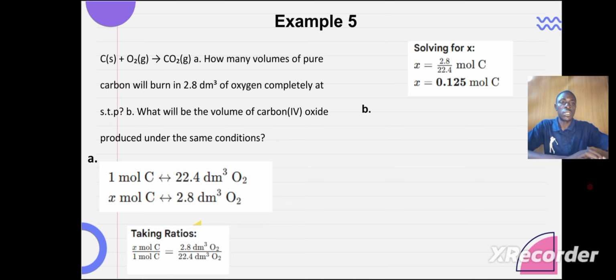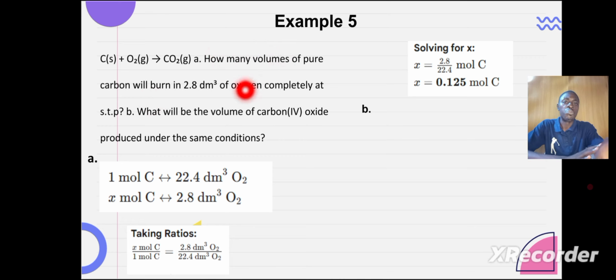Okay, I see there's a mistake in the typing of the question I just discovered. I will not be editing, so please take note. It says how many volumes of pure carbon. The question is supposed to be how many moles, please, of pure carbon. So take note, sorry for that mix-up. How many moles of pure carbon? So very important.